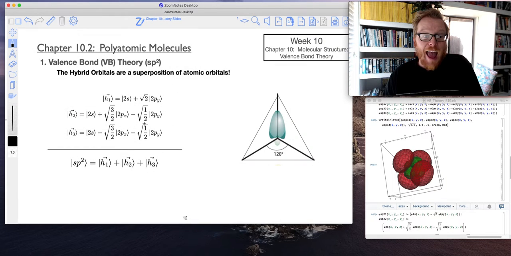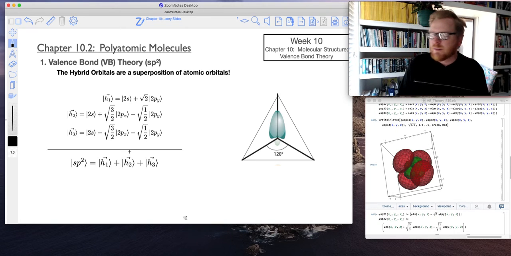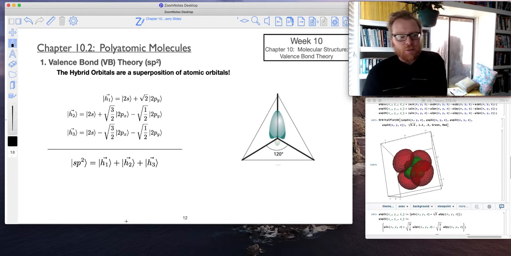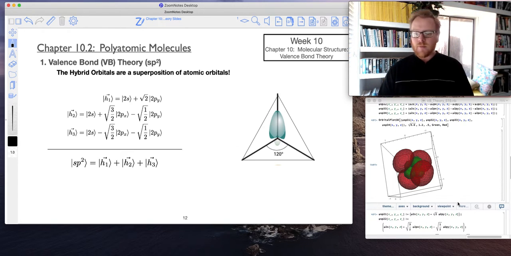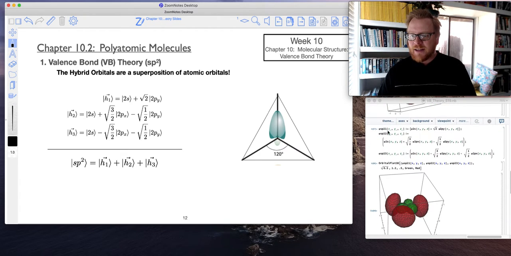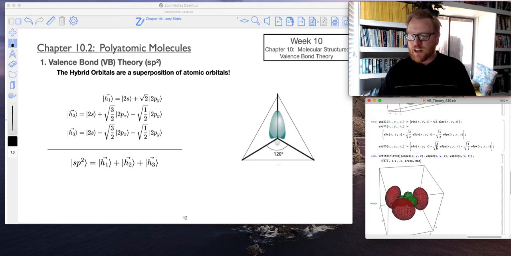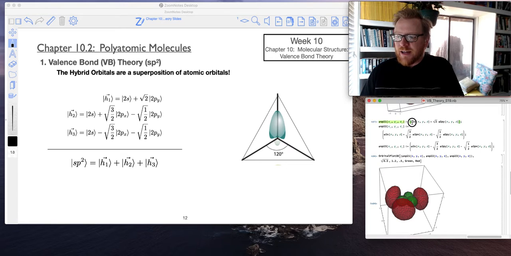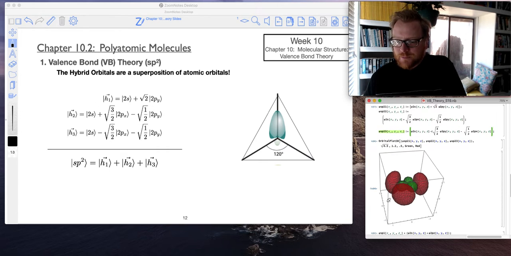And if I look at my basis set, it looks something like this. And these are already normalized, and we're not going to normalize these. I'm just giving them to you. Okay. And now if I scan down here, I've got my sp2 wave functions all drawn up. Right there's my 2s plus root 2 of 2py, which you can see there, and so on and so forth.